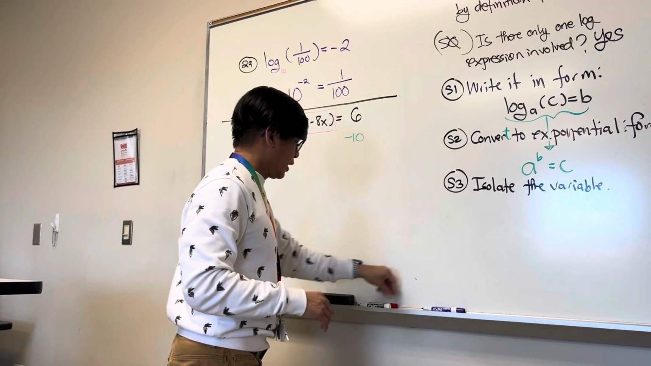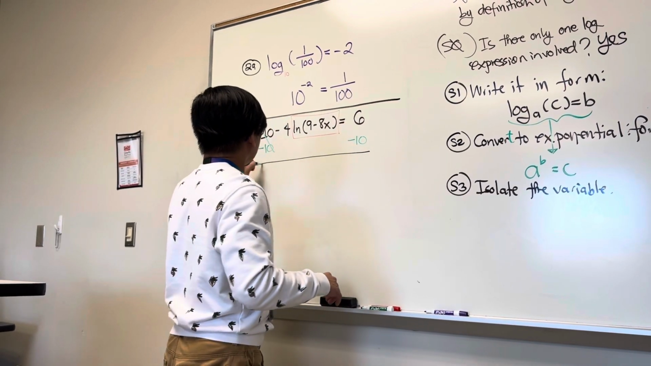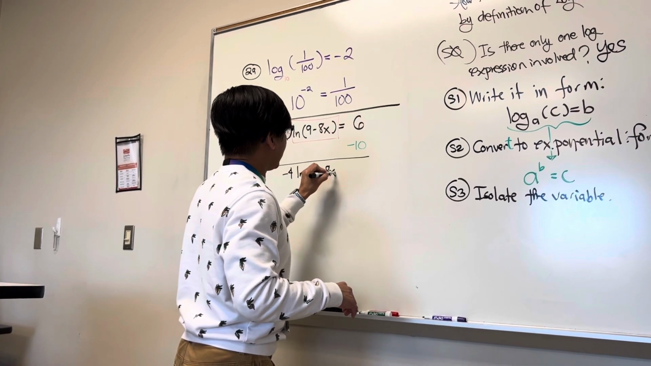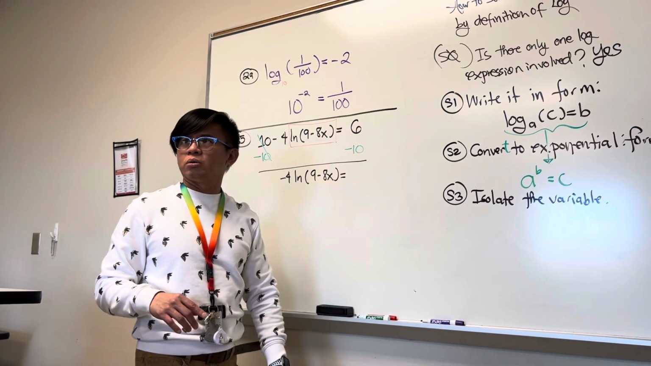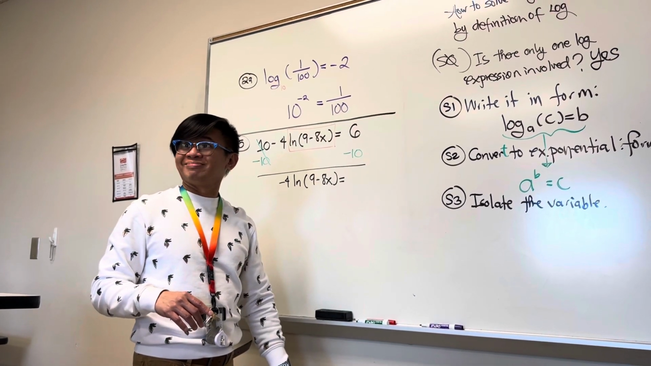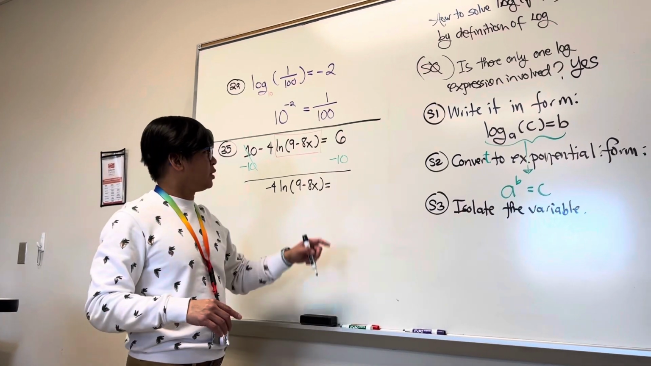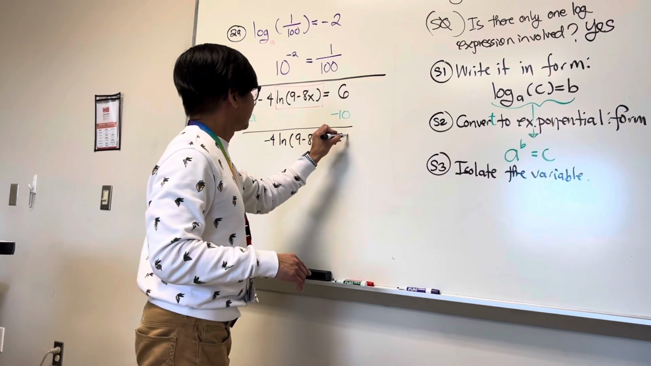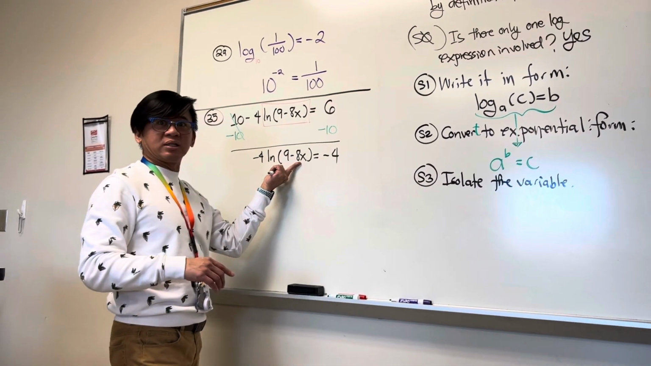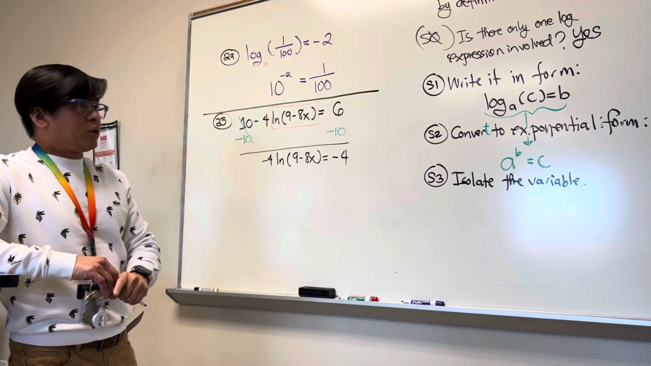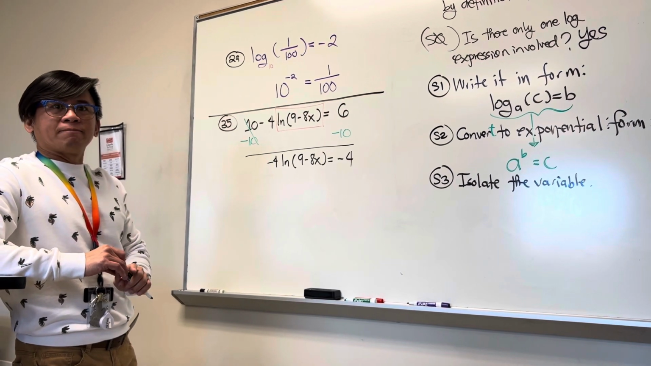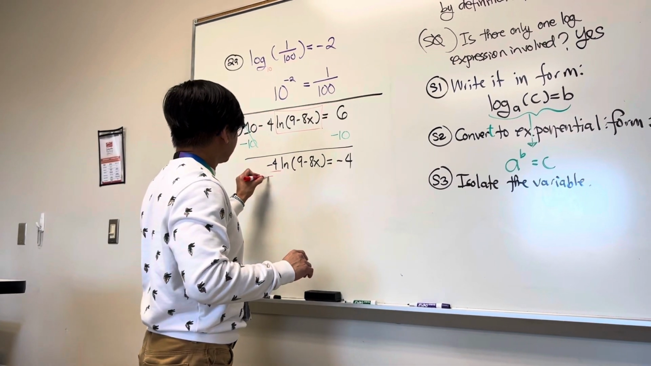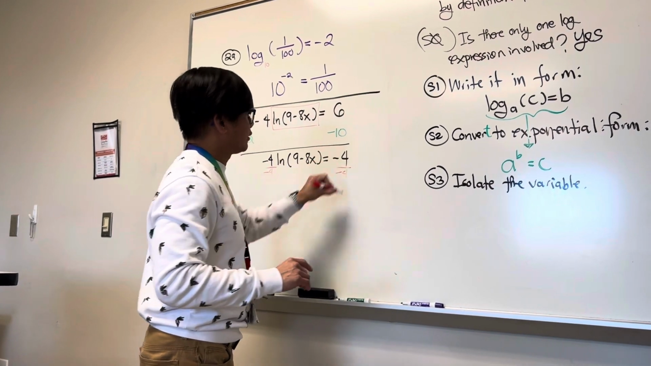Okay. Hence, we got what in here now? Negative 4 ln 9 minus 8x is equal to, what's that going to be in there? 6 minus 10? Negative 4. Again, we just want this, right? What do we do next? Divide both sides. Divide both sides by negative 4. Very good, right? So, divide.